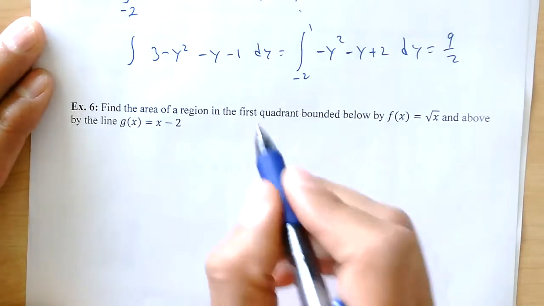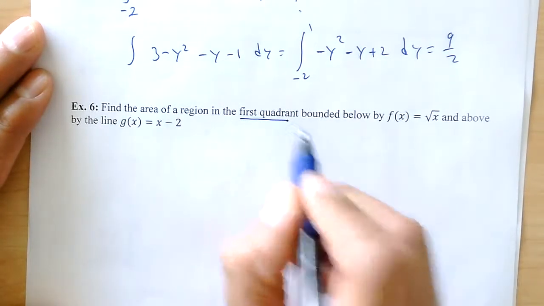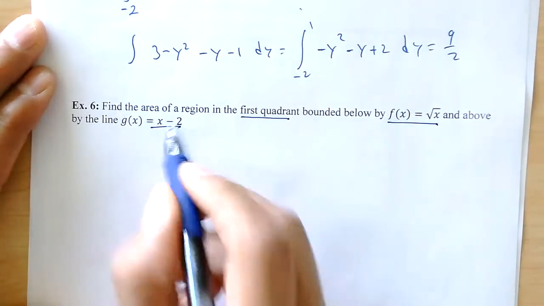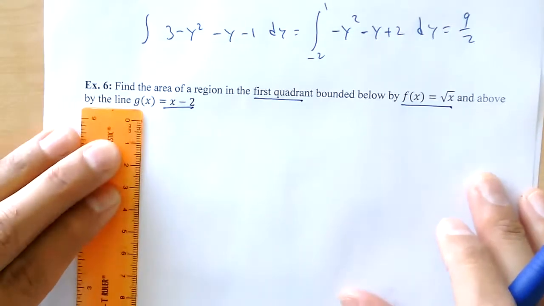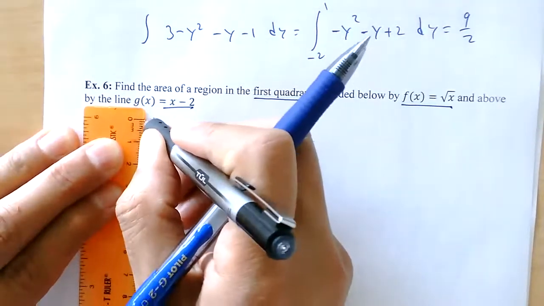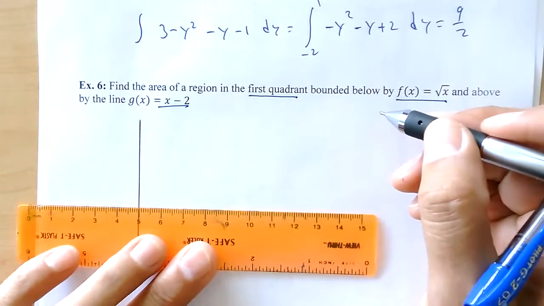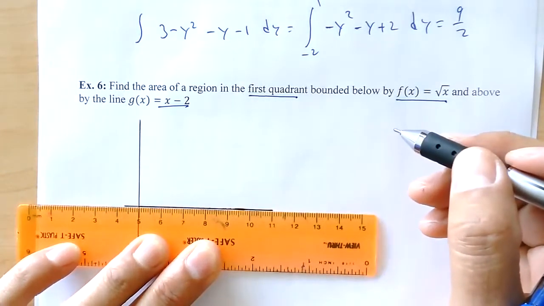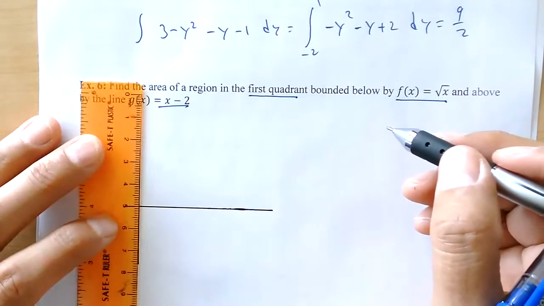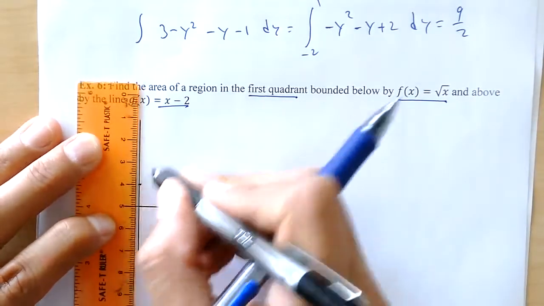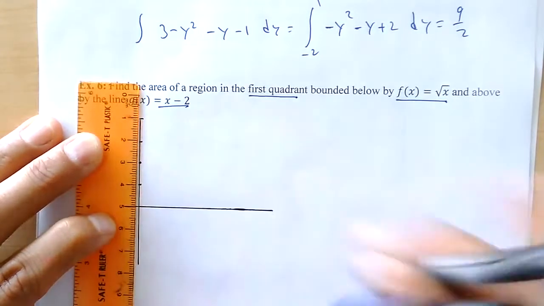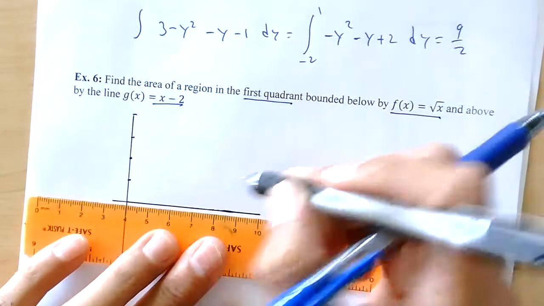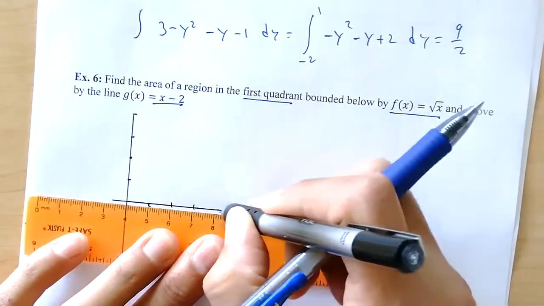Find the area of the region. I am only looking at the first quadrant, bounded below by that radical and above by that line. Well, I am not given a graph here, so I'm going to make a little sketch. And when I make a little sketch here, I have a parabola. Oh, let me see. Let me do a little bit of number crunching here. I have a radical. I think I said parabola. I have a radical.